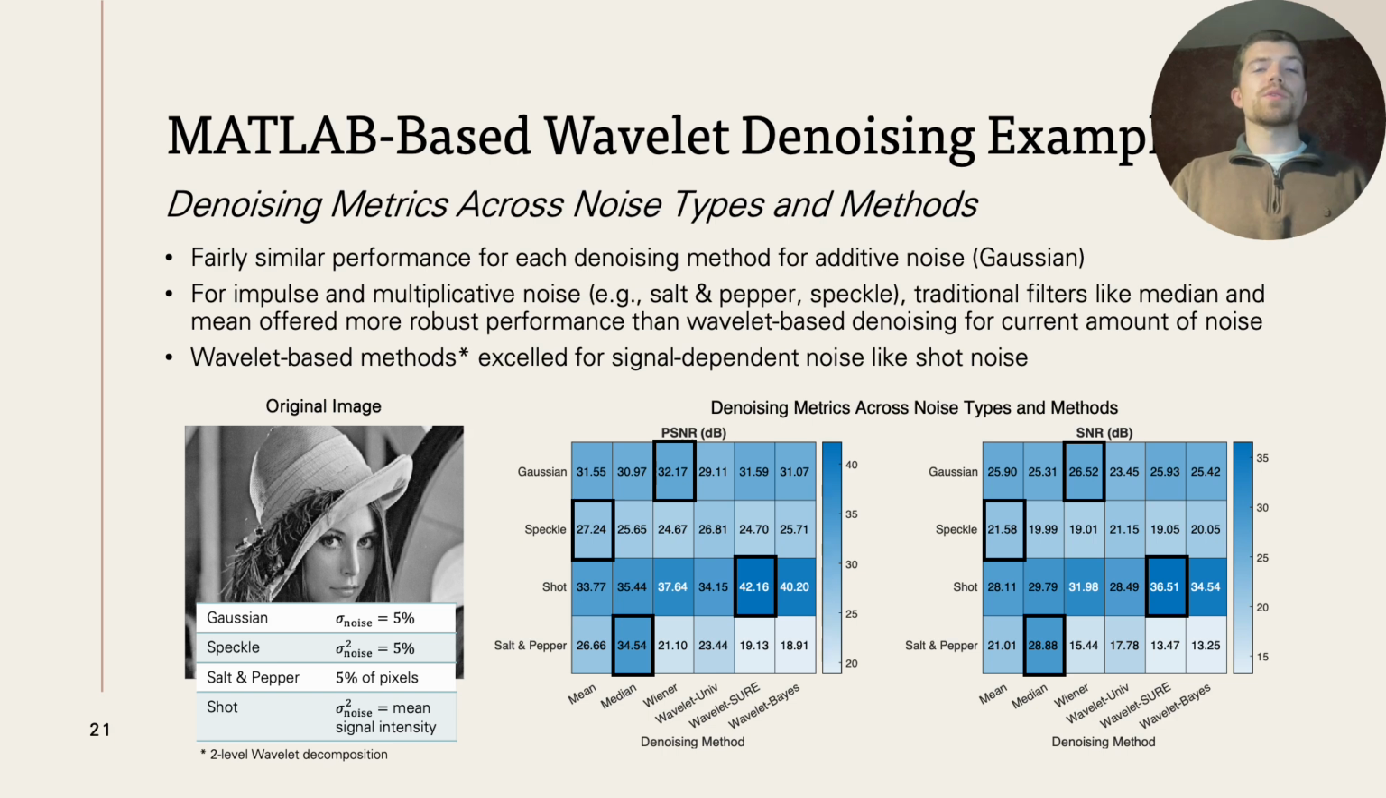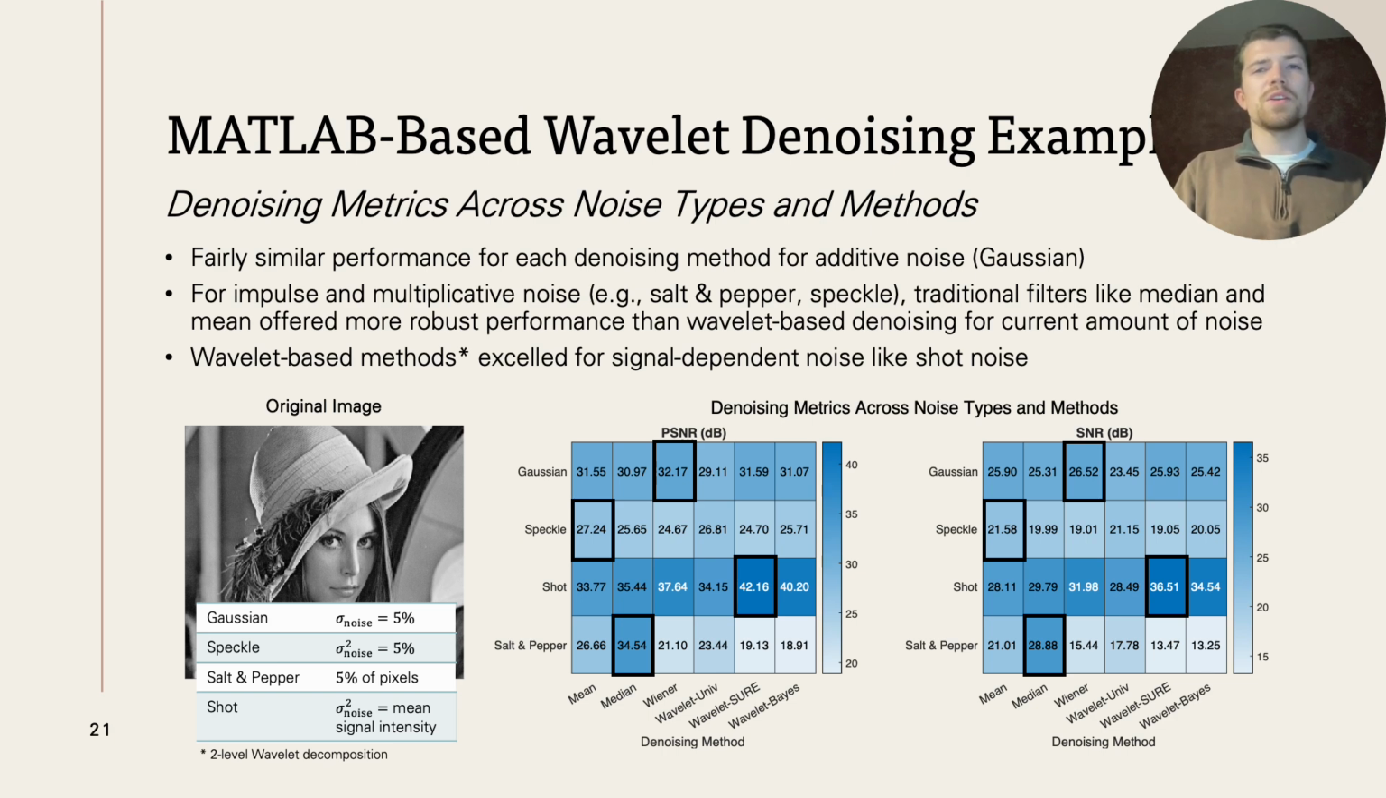Here's an overview of our denoising results across noise types and denoising methods for the Lena test image. In this example, we're using rather limited noise. Gaussian noise with a standard deviation of 5% of max pixel intensity, and the same percentage for the variance of the speckle noise. The noise assumptions for the other sources are shown in the table. We're using the dB2 wavelets with the 2-level decomposition.